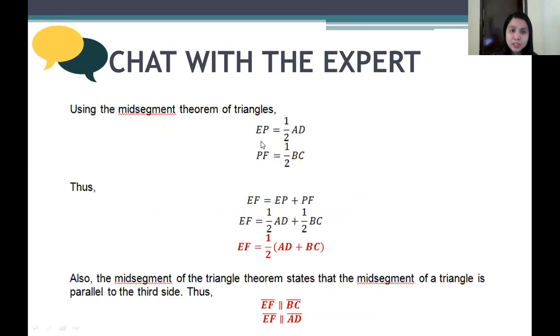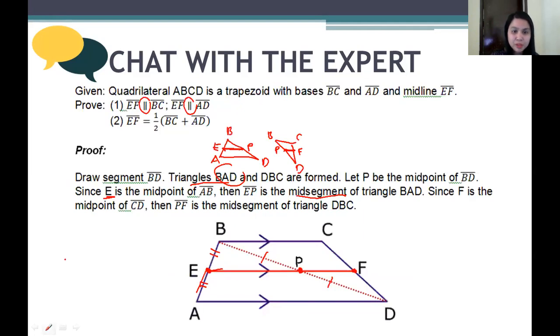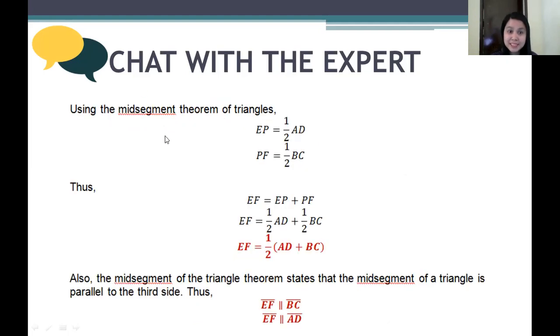Now, since it's called a mid-segment, based on the mid-segment theorem of triangles, we say that EP, this one, is 1/2 of the base, AD. And PF is 1/2 of BC. That is based on the mid-segment theorem. So we now have EF, okay.